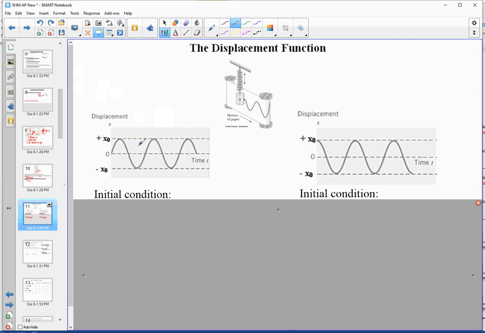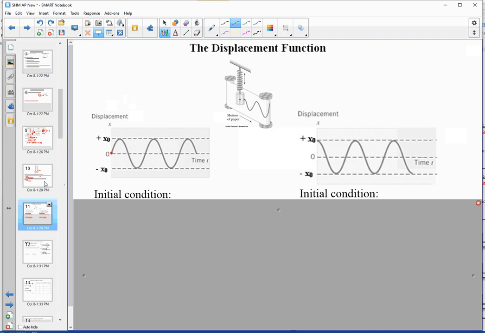All right, so there's two different ways to let the mass go. Notice it says initial conditions down here. Sometimes we get a sine function, and sometimes we can model the displacement with a cosine function. The only difference is how you get the system started. So if you start with the mass in the middle and then just flick it with your finger, it's going to start at 0 meters and then begin to oscillate like a sine function.